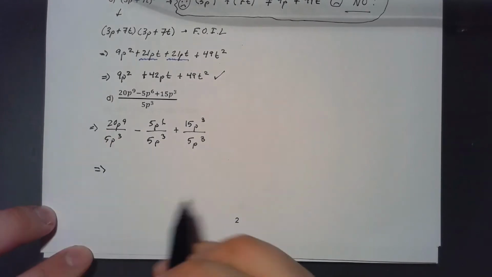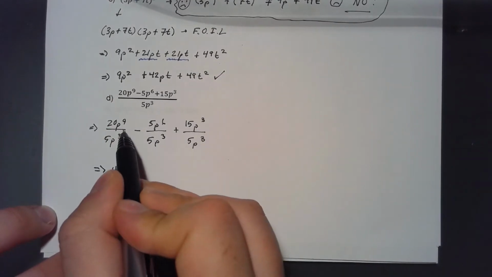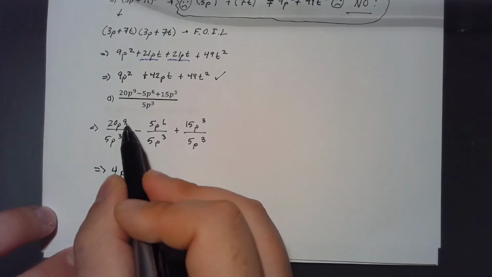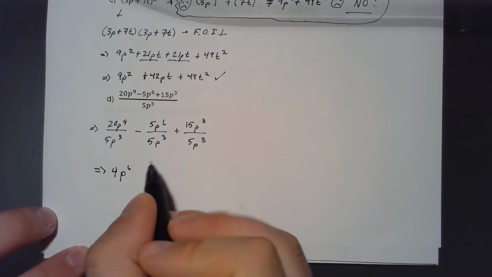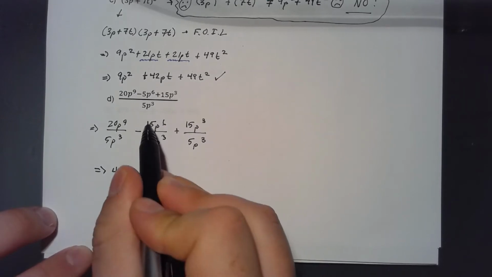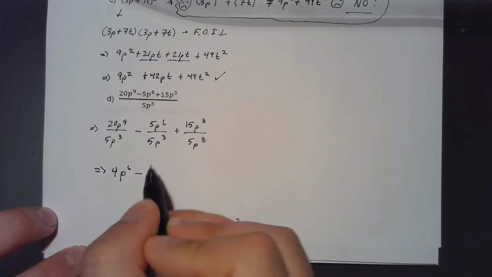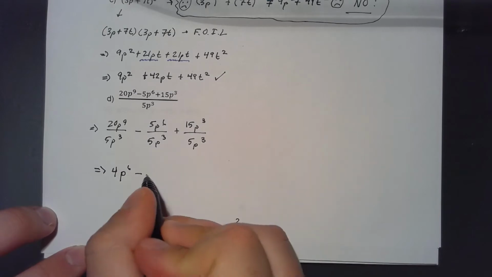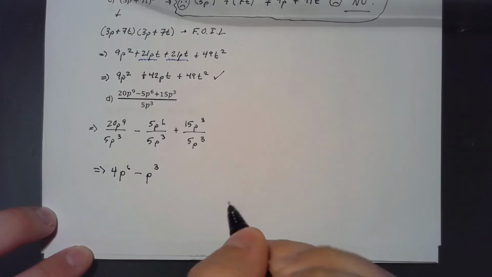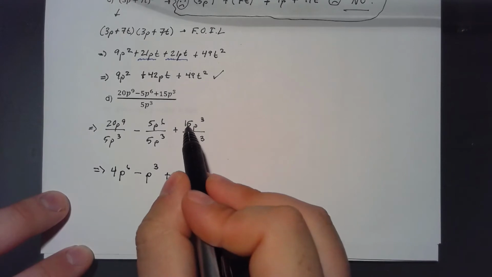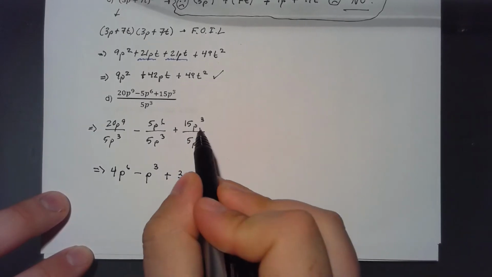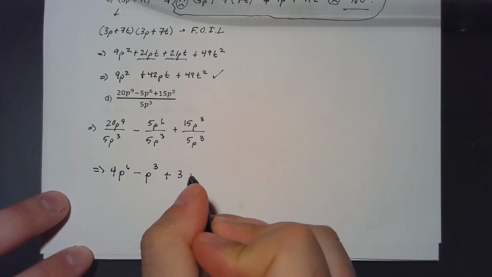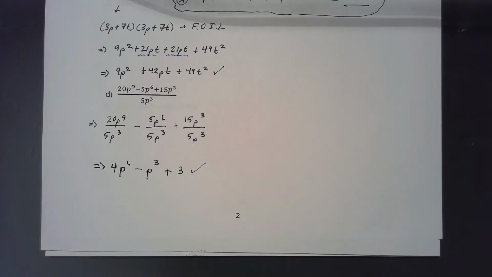So 20 over 5 is obviously 4. P to the 9th over p to the 3rd, that's a property where you subtract the exponents, so that'll be p to the 6th. Minus 5 over 5 is 1, so it has a coefficient of 1. I don't have to write that. P to the 6th over p to the 3rd is 6 minus 3, which is 3, so p cubed. And then plus 15 over 5 is 3. P to the 3rd over p to the 3rd cancel out completely, so I just have 3 left. And that's it, nothing to it.